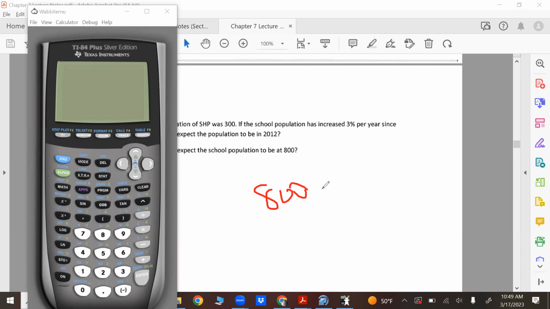Why do you have to be so close to it? You don't have to, but if there are multiple points of intersection, then the calculator will get confused. So you have to be closest. Yeah, exactly. So 1 plus 0.03 raised to the t power.